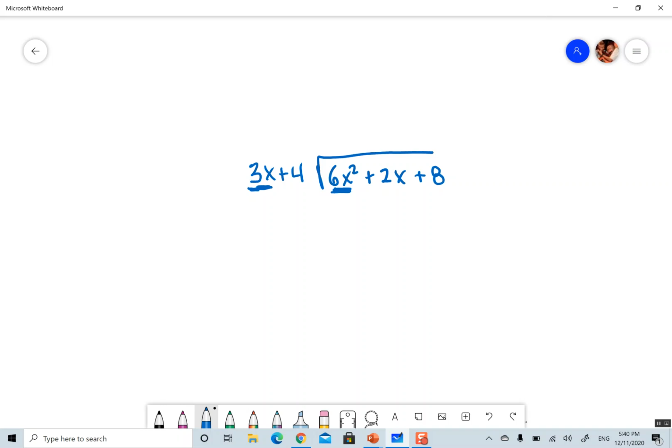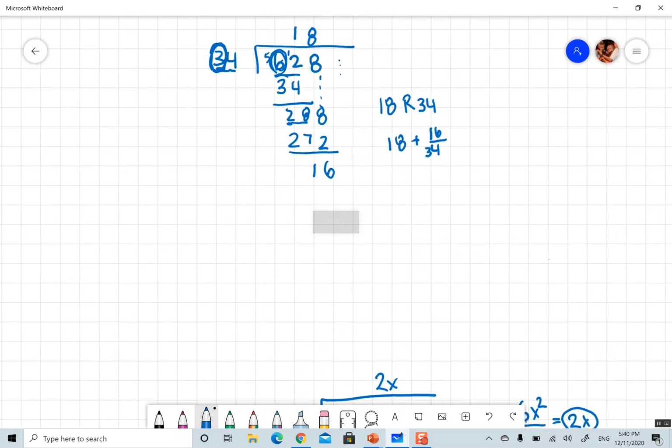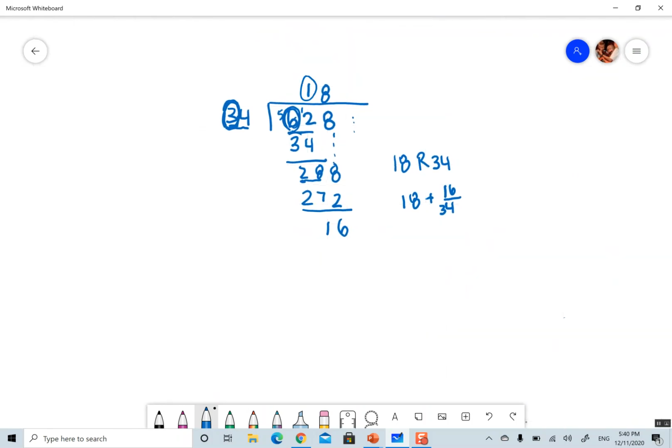Here's how I can see that. If I take 6x squared and divide it by 3x, the 6 over 3 becomes a 2, and the x squared over the x becomes an x. That's the first part of my quotient. So I'll put a 2x right here over the x column. The next thing I did in long division was I multiplied that first number in the answer times the 34, and I put it underneath.